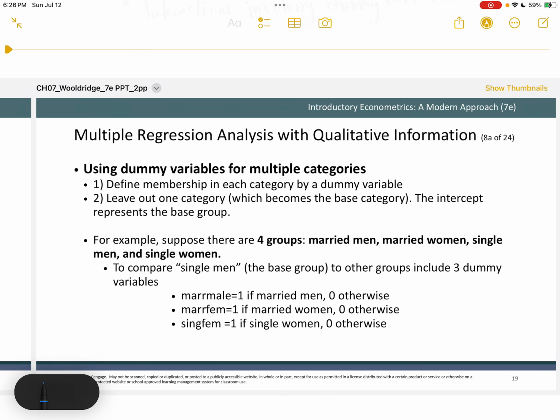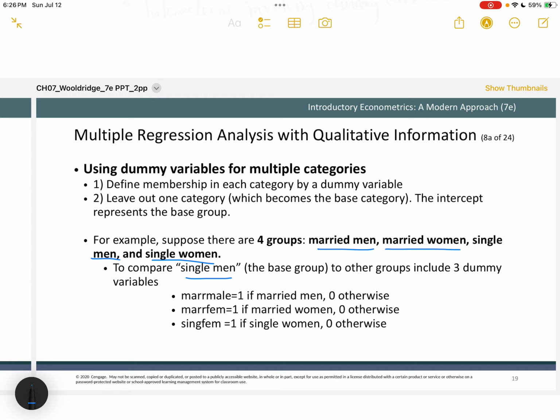So suppose we have 4 groups: married men, married women, single men, and single women. These are our 4 groups, and we are interested to compare single male to the other 3 groups. Then what we will do is keep single male as the base group, so we'll drop that one.